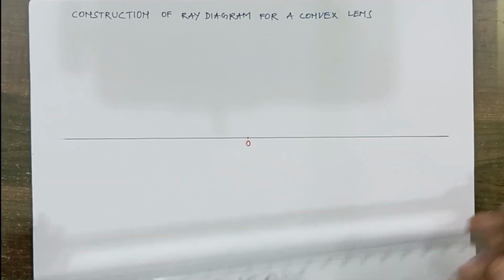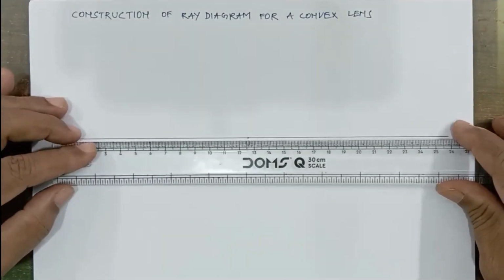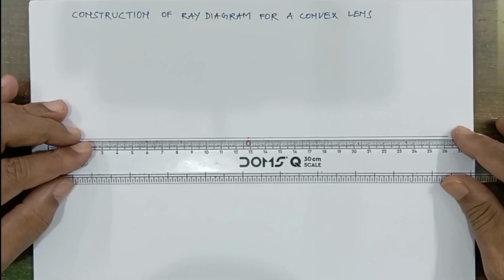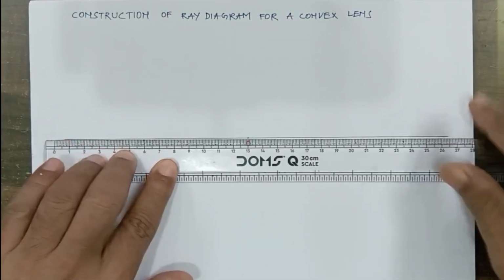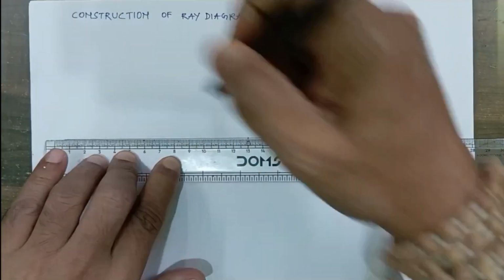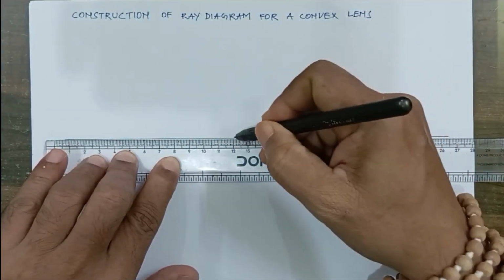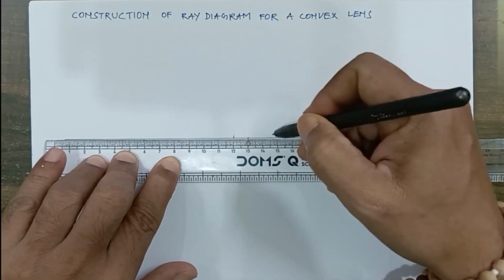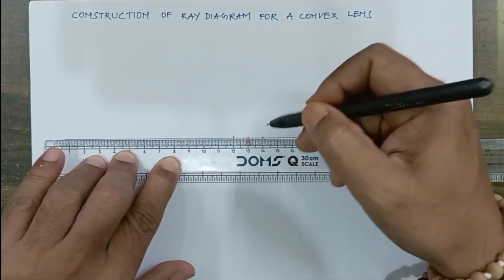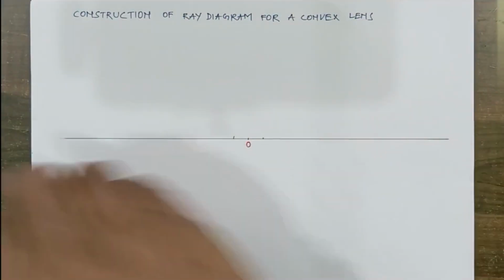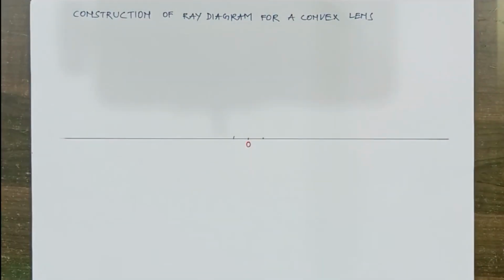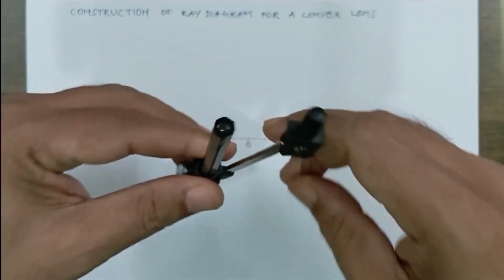Assume the thickness of the convex lens is going to be 2 centimeters. Therefore, just mark 2 points, 1 centimeter on either side. So 1 centimeter on either side of the optical center, that means we have the thickness of the lens at the center as 2 centimeters.